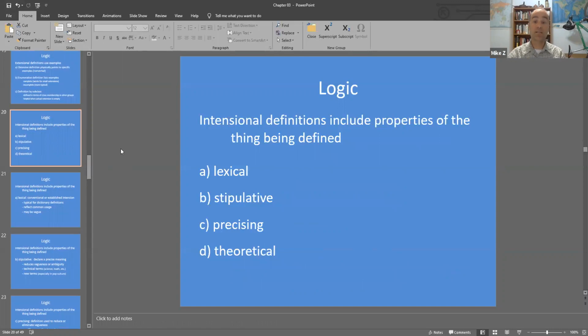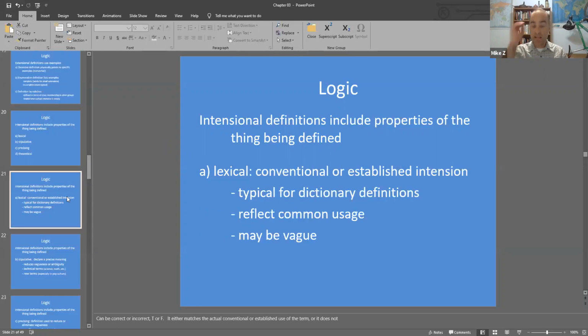Okay, moving on to the intentional definitions. As I mentioned before, these are much more common, much more useful for our purposes, especially in this class. There are 4 different subcategories here that I'll go into more detail on. But remember, an intentional definition, this applies to all 4 of these, is going to include the properties of the thing that we're talking about, the thing the term is referring to.